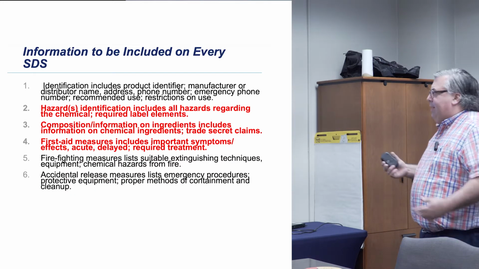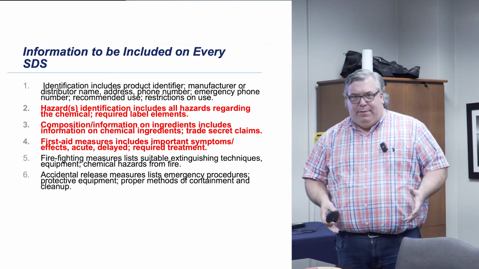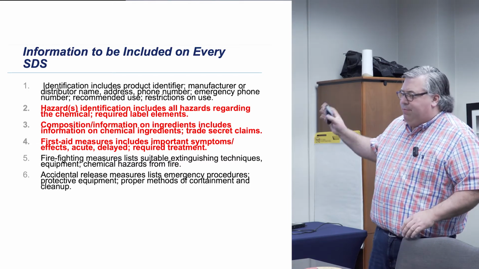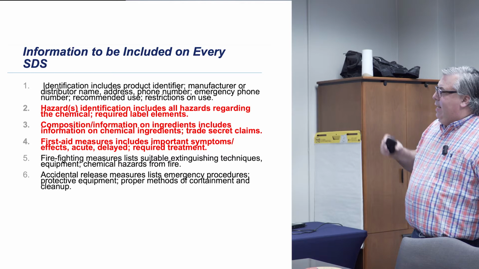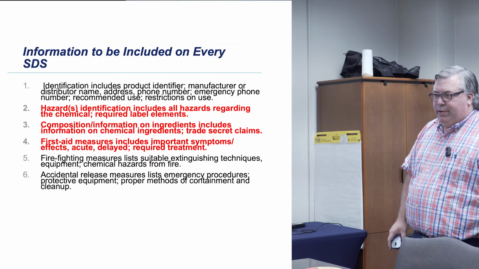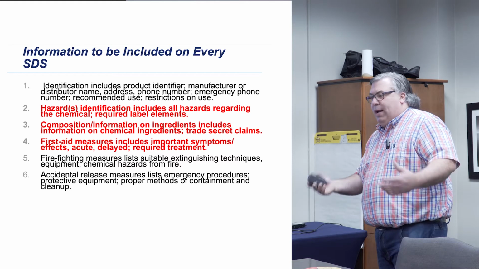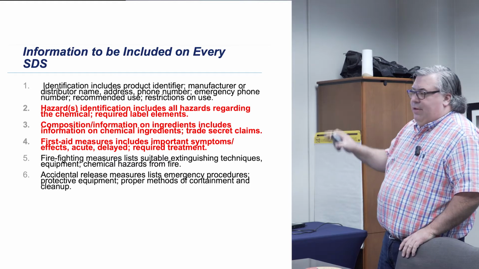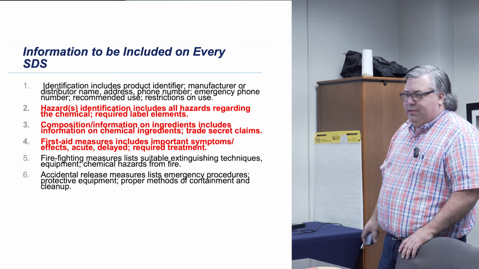So number one, identification includes a product identifier. Again, like the label, this is potentially a trade name, not a chemical name. So I don't find number one always that helpful. The next three you see are in red. That's because those I think are the most important for employees to take a look at. So 2 is the hazard identification. Why is this hazardous? What are the hazards associated with it? This is going to have all the labeling information plus those pictograms that we saw on the label are going to be in section 2 of an SDS.